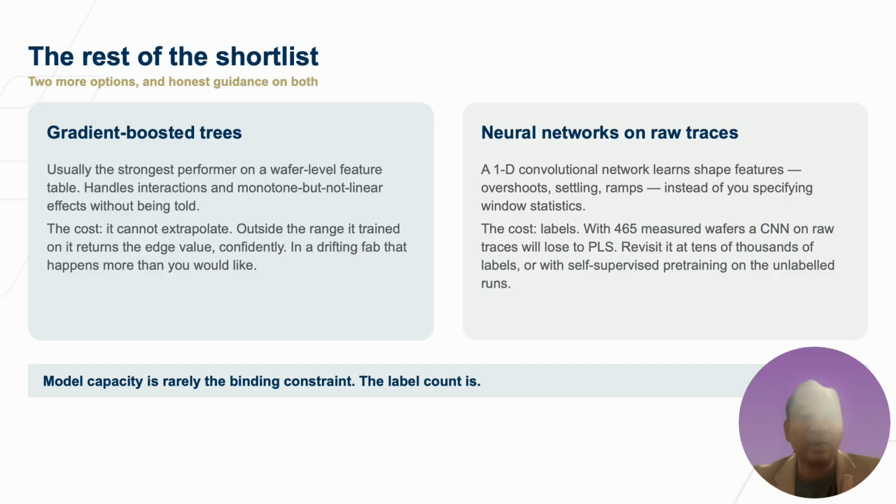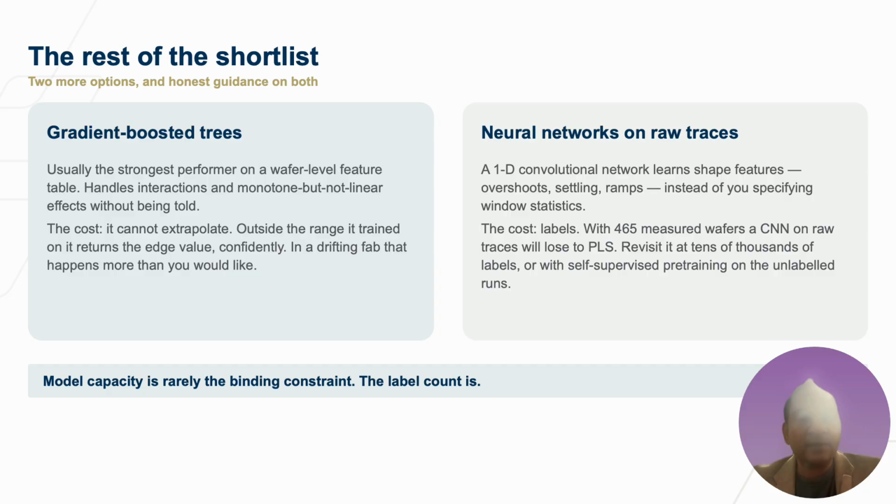Neural networks on raw traces. A one-dimensional convolutional network learns shape features directly, overshoots, settling behavior, ramp curvature, instead of you specifying the window means and slopes. That is genuinely appealing because your hand-designed statistic may be throwing away the shape information. And here is what stops it: labels.